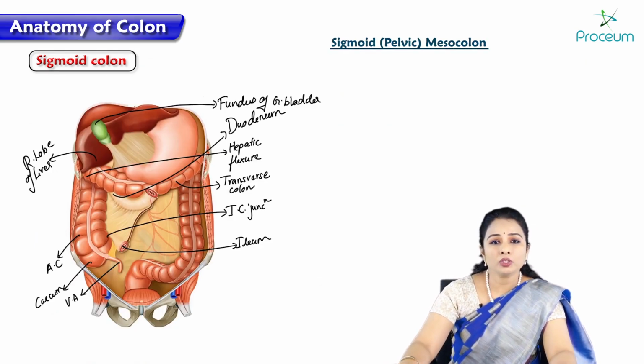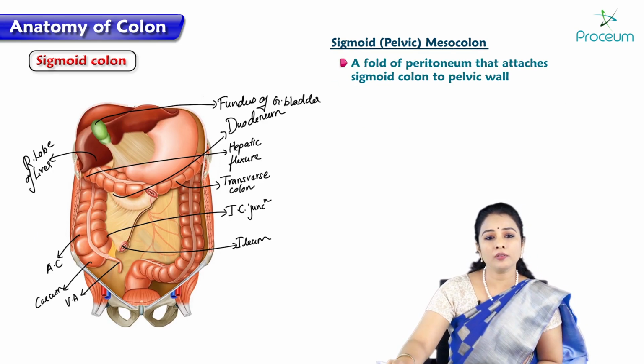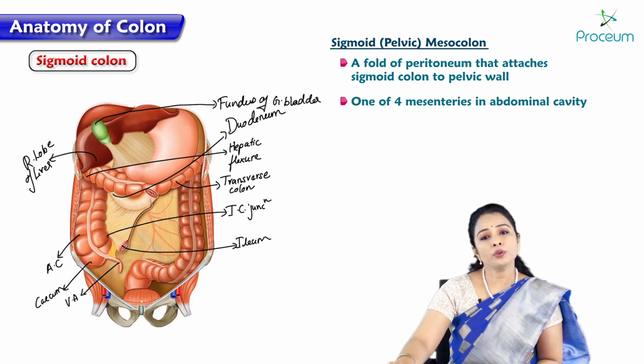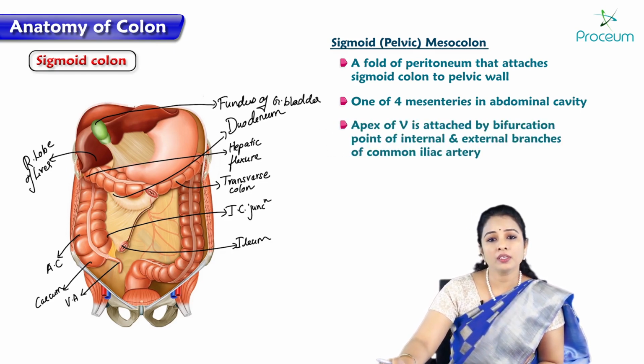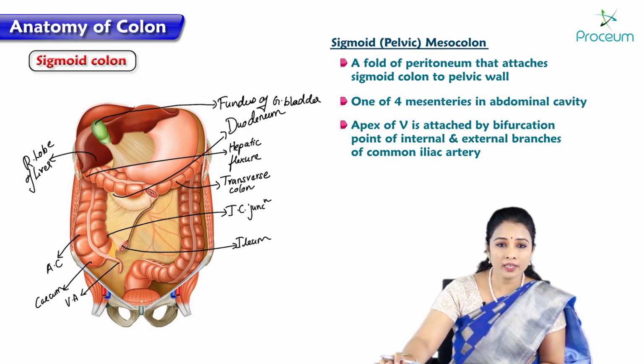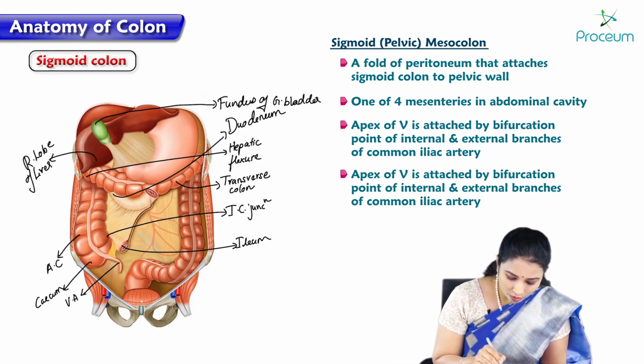Sigmoid or pelvic mesocolon. The sigmoid mesocolon is the fold of peritoneum that attaches the sigmoid colon to the pelvic wall. It is one of the four mesenteries in the abdominal cavity. The apex of V is attached to bifurcation point of internal and external branches of common iliac artery. So, at the bifurcation of common iliac, here we can see faintly the common iliac artery.